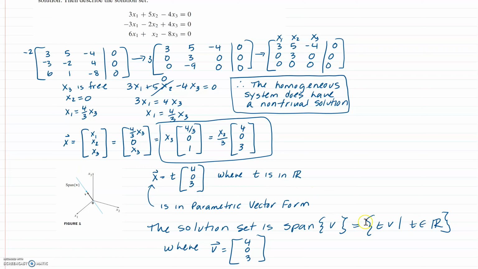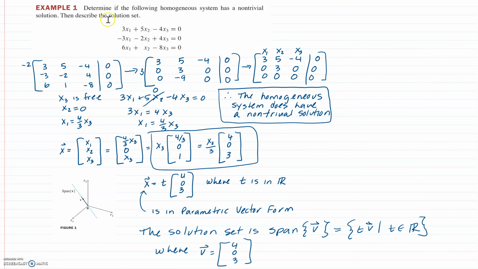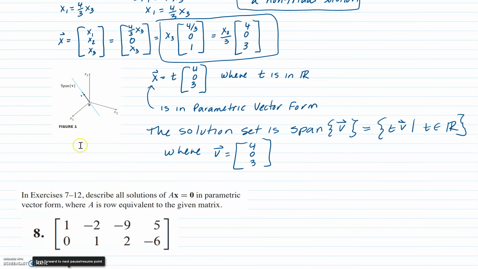And I wrote the definition with the span of V, any linear combination of V. These are vectors, where t is in the reals, where v is our vector. Now, if we had another free variable, 2 free variables, there'd be maybe an x4 here. So there'd be a t and an s.